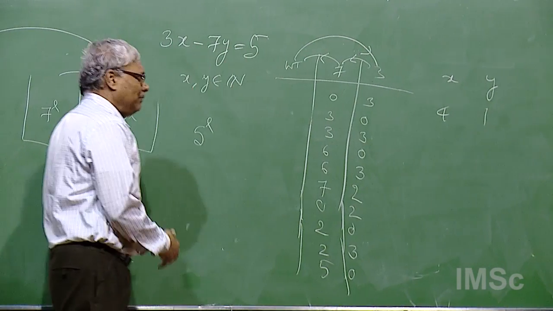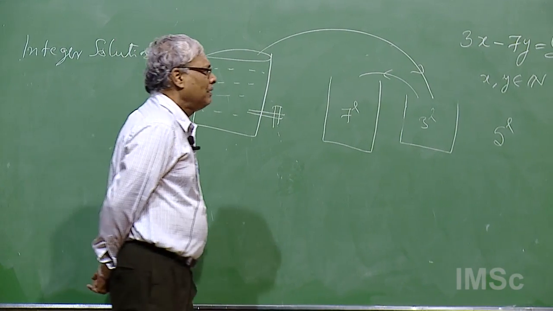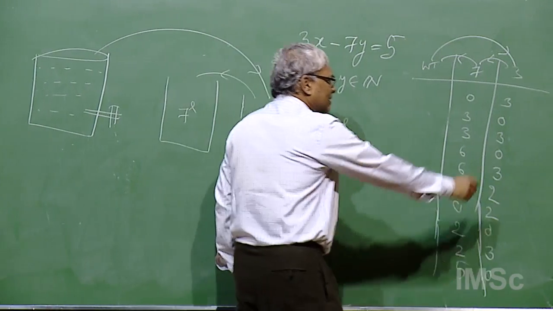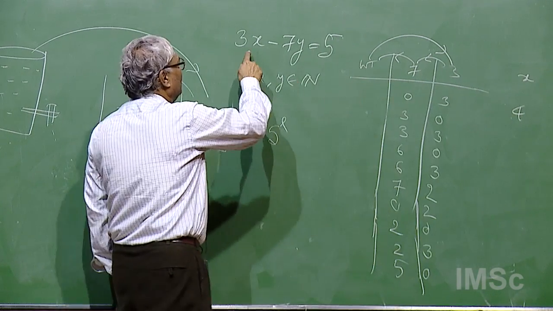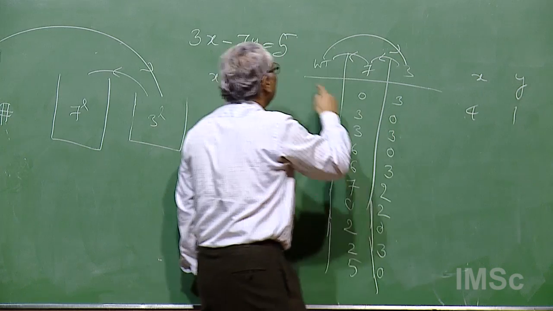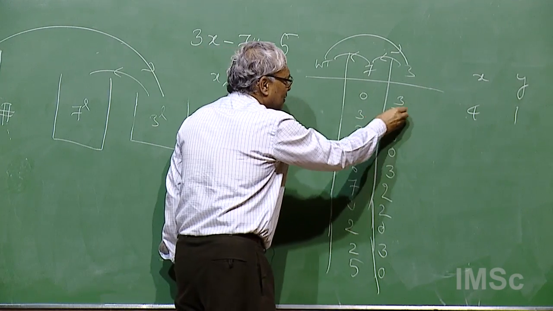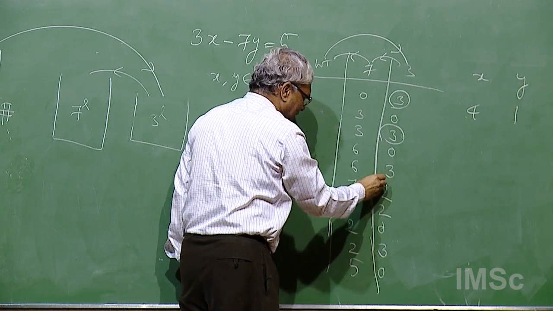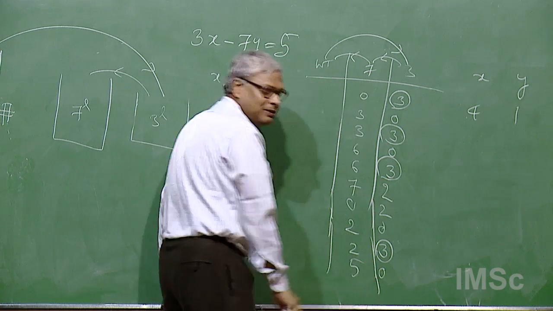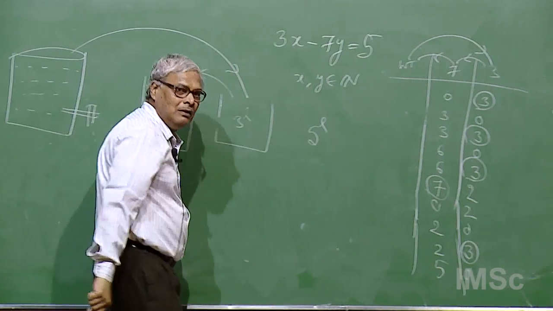So we have solved this equation for positive integers in x and y. But actually you see that x is the number of times you are filling up the 3-liter can, and y is the number of times you are emptying or filling up the 7-liter can. If you look at this, it is filled once, twice, thrice, and 4 times. And the 7-liter can is filled exactly once.